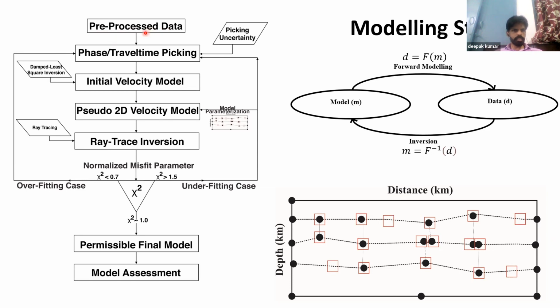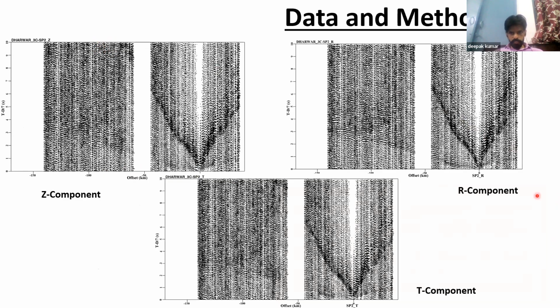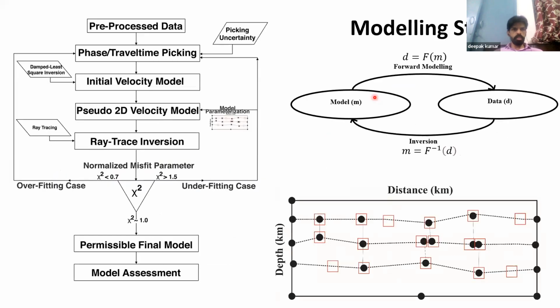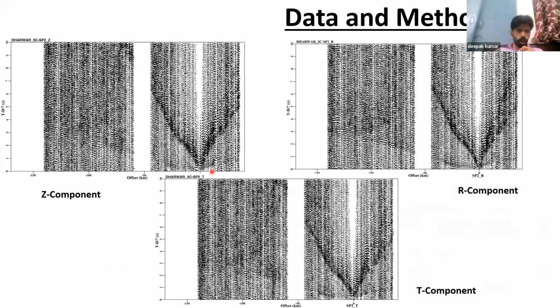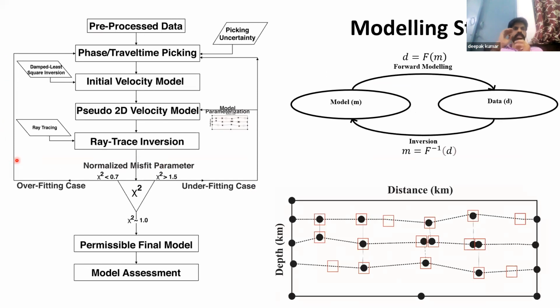So pre-processed data is taken, and then, as I said, there are phases like direct arrivals, refractions from different layers, and then the reflections. So what we have to do is pick the phases. You see here, this is the offset in kilometers, and this is the time in seconds. So we pick the travel time, or we pick the phases, which we will see in the coming slides.